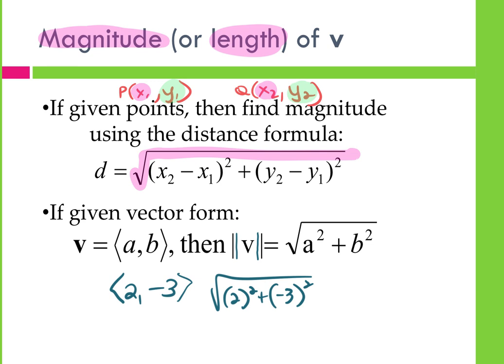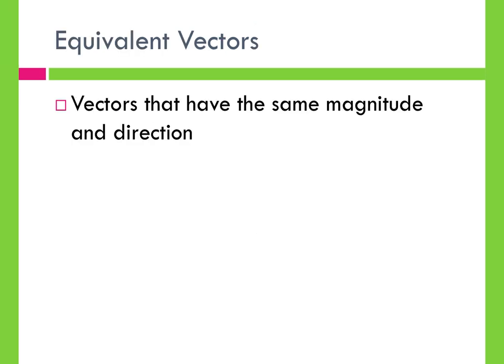Good so far. So two formulas you gotta know: component form and magnitude. All right, equivalent vectors are vectors that have the same magnitude and direction. So they have the same length and they have the same slope.